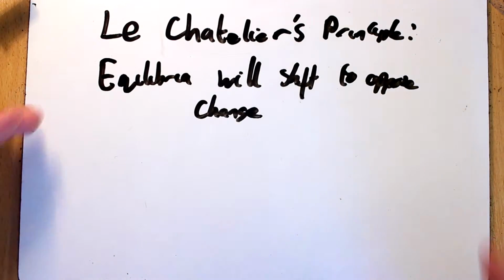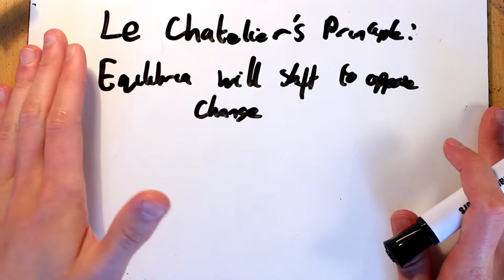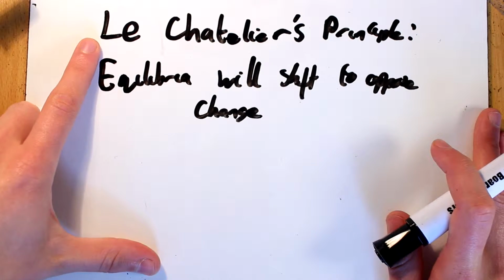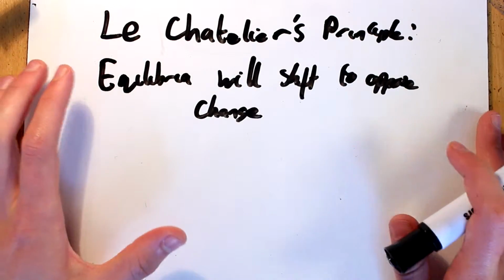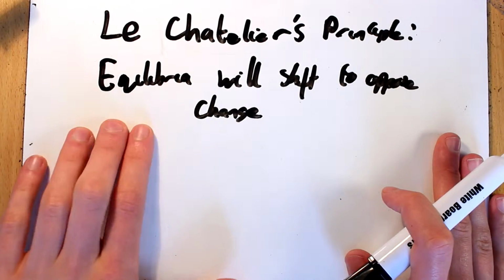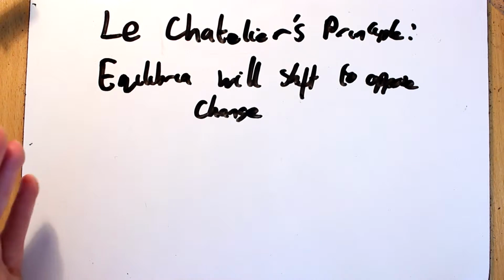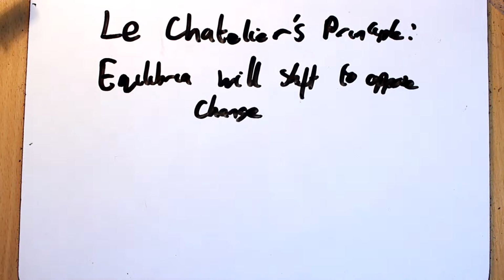So the main idea behind this whole topic is Le Chatelier's principle. I can never say it properly. And this basically says that equilibrium will shift to oppose a change. Now this isn't actually the proper definition. The proper definition is, if a system at equilibrium is disturbed, the equilibrium moves in the direction that tends to reduce the disturbance. But I tend to think of it like this, where equilibrium will shift to oppose change.